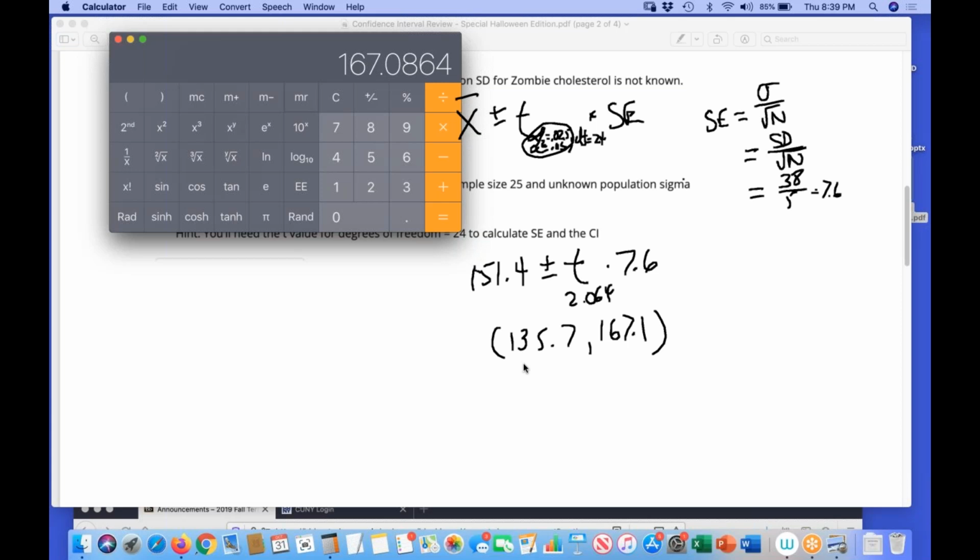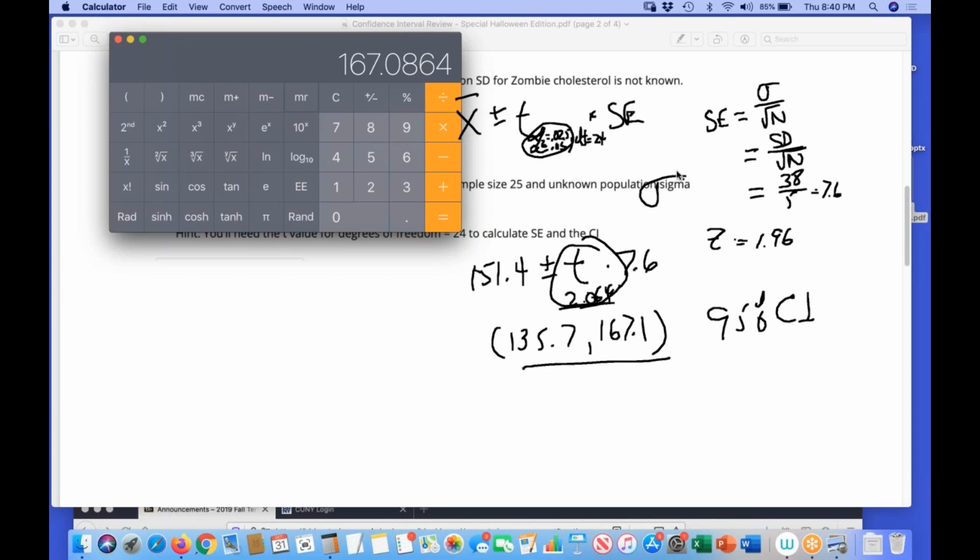As you can see, even though it's a 95% confidence interval like before, it's a little bit wider than what we got the last time. Why? Because we introduced the t value instead of the z value. We used 2.064 instead of 1.96, and we had no choice, because we couldn't use the z value of 1.96 since we didn't know sigma.